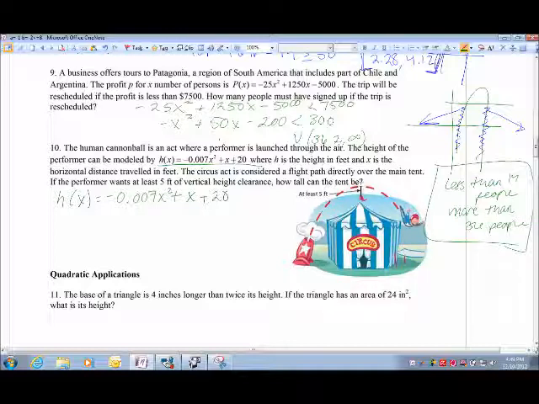And what we want to know is the maximum height of that function. And the max height is at the vertex. Okay, so we go to our calculator and we can go ahead and enter in that function.